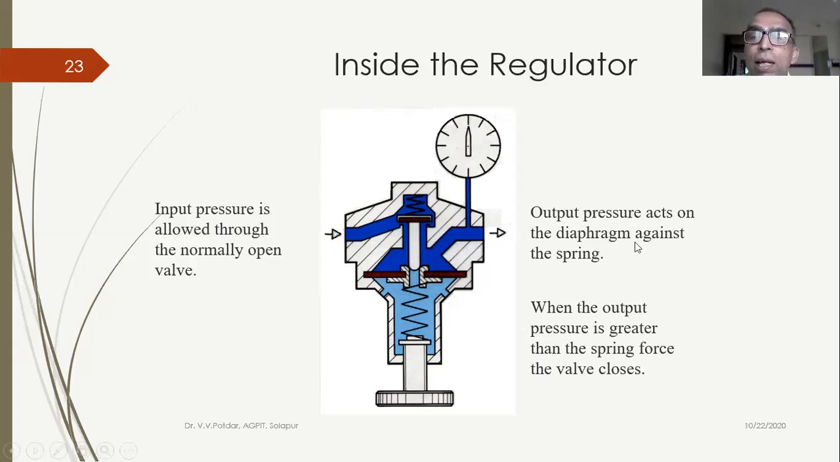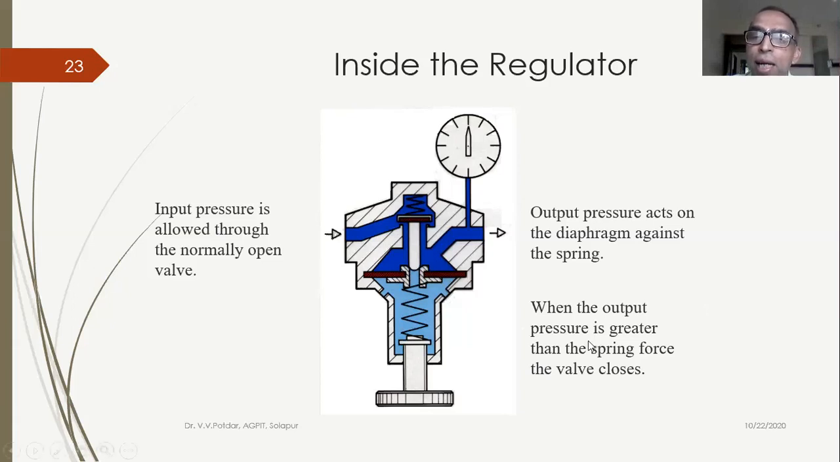Output pressure acts on the diaphragm against the spring. So on this diaphragm, the output pressure is acting. And whatever pressure is acting above the diaphragm will generate some pressure force. And this force will be balanced by my stiffness force. Whatever spring I have, K into X, the deflection of the spring, will provide me the spring force. That will be balanced, and until the balance is there, the flow is allowed. If the pressure is less, it will be lifted up. If pressure is more, it will be pushed down.